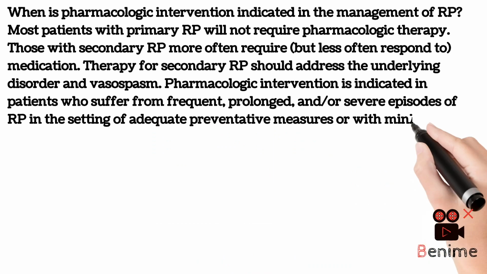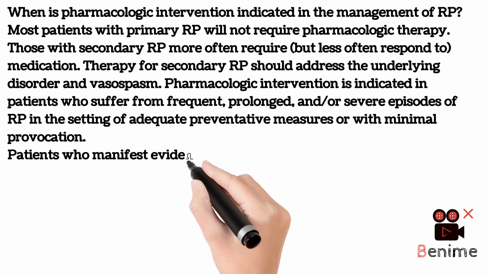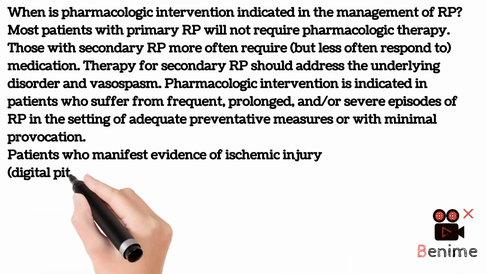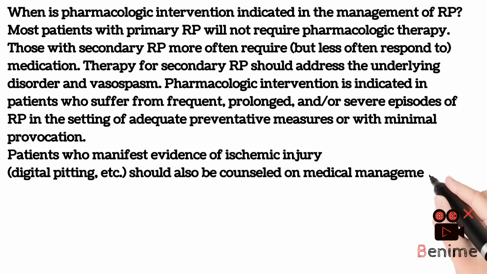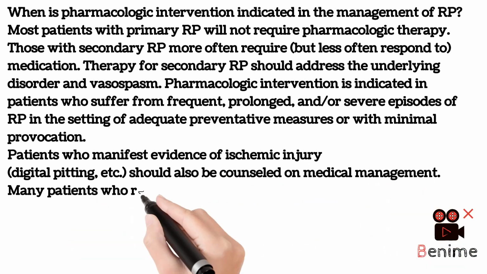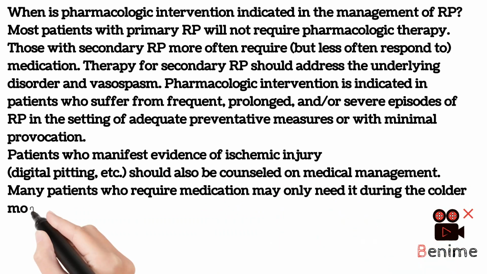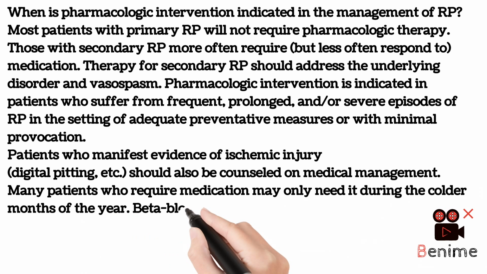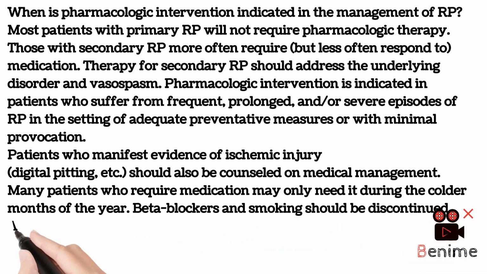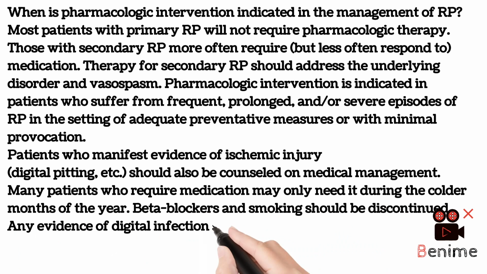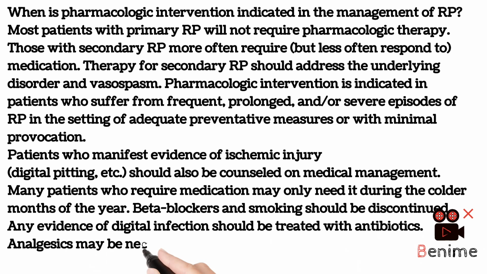Patients who manifest evidence of ischemic injury, digital pitting, etc., should also be counseled on medical management. Many patients who require medication may only need it during the colder months of the year. Beta blockers and smoking should be discontinued. Any evidence of digital infection should be treated with antibiotics. Analgesics may be necessary to reduce pain, which can contribute to vasospasm.